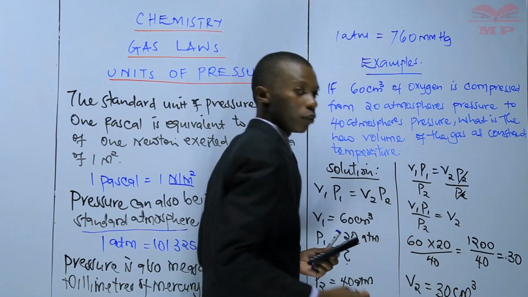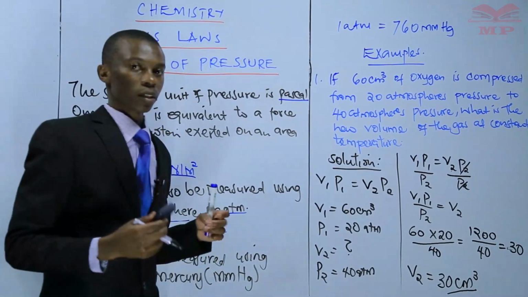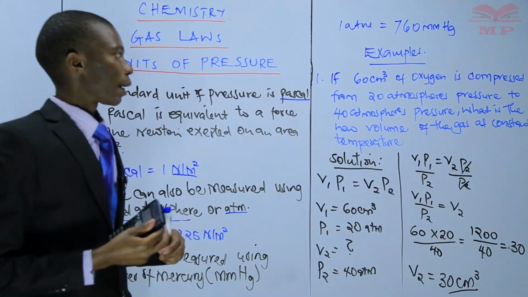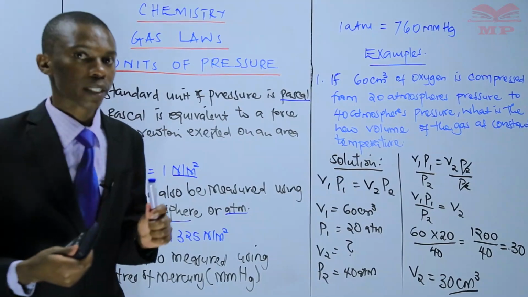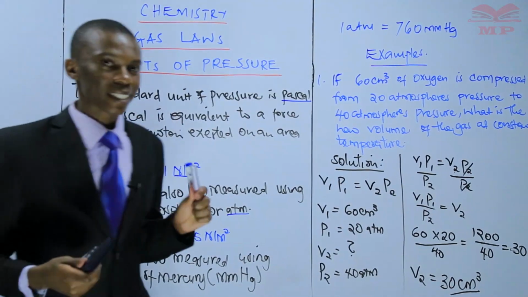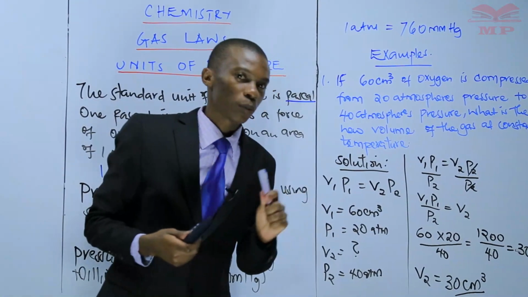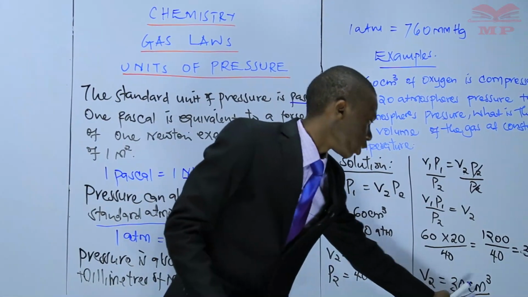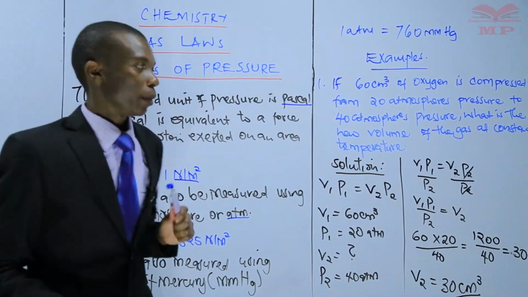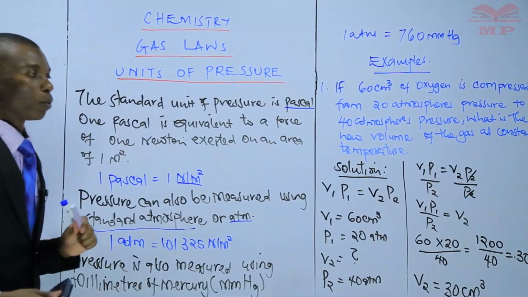It is important to include the units because we are calculating the volume, and this volume is in centimeters cubed, sorry. It's in centimeters cubed. So it is important to include the units of measurement. That is the first example.